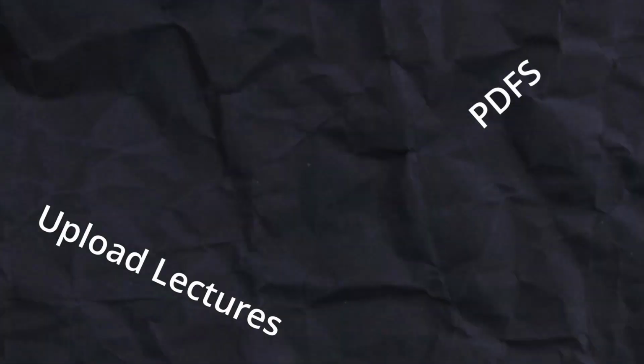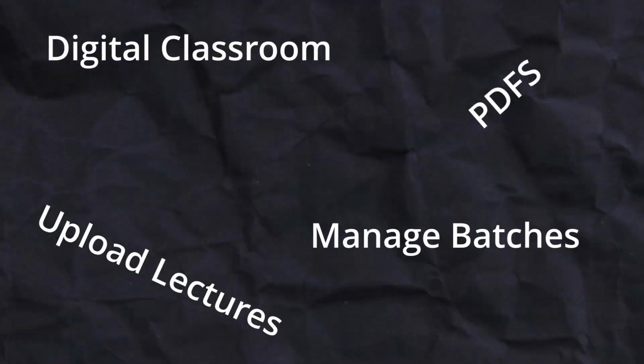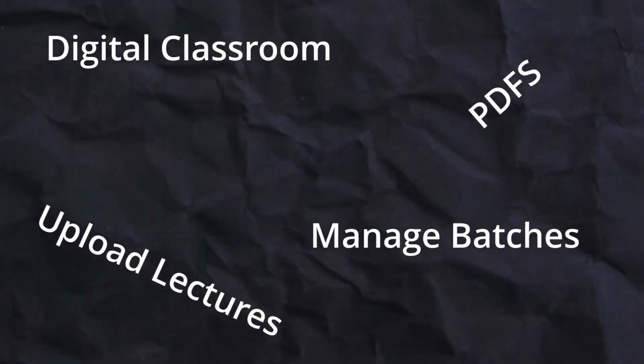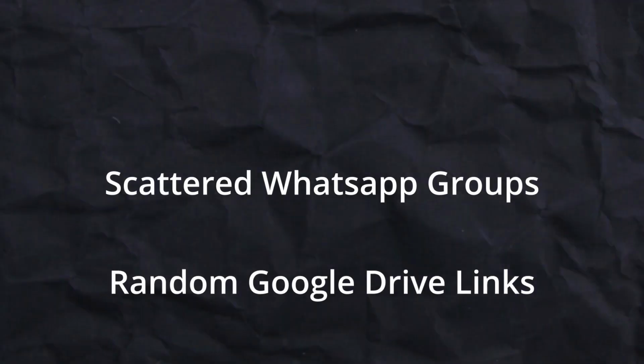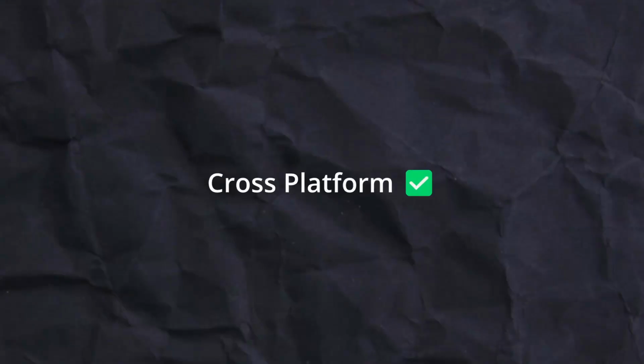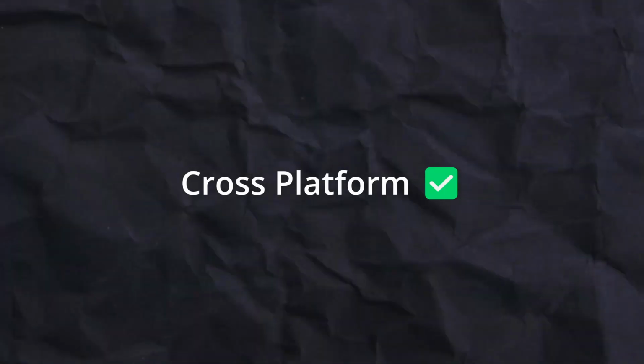After all this drama, I finally got to focus on what matters, making sure the app was actually useful. So now, Class to Cloud lets teachers upload their lectures, PDFs and manage batches. It's like a digital classroom where everything is at your fingertips. No more scattered WhatsApp groups or random Google Drive folders. Oh, and before I forget, Class to Cloud runs both on Android and iOS. That's the cross-platform magic, and is why I went with React Native in the first place. So now institutes don't have to worry about platform issues. Their students can hop on either device and get their lessons.